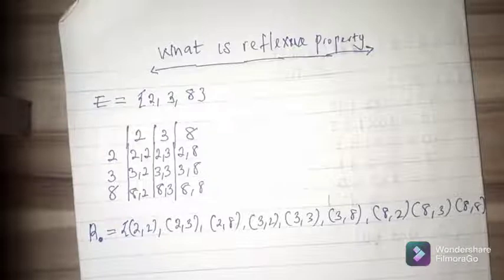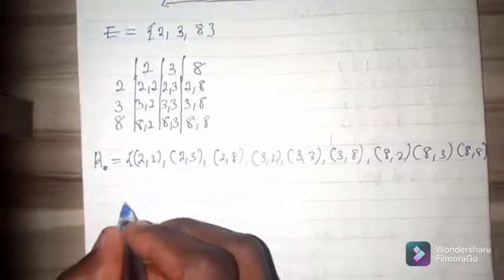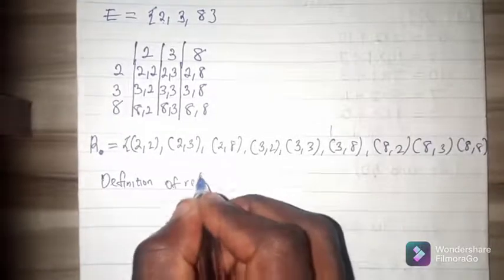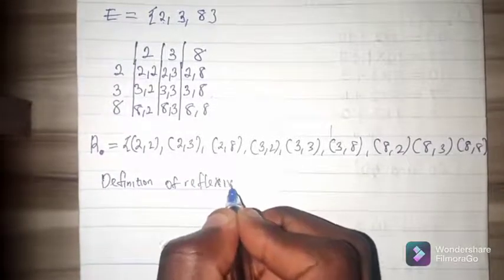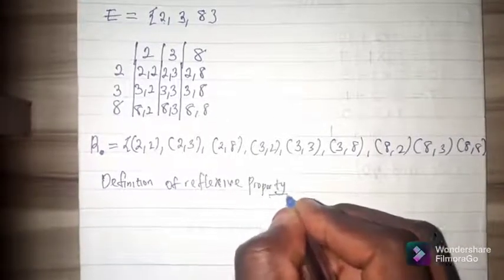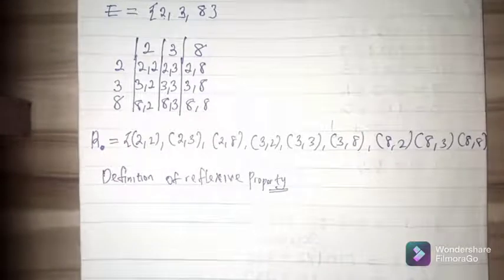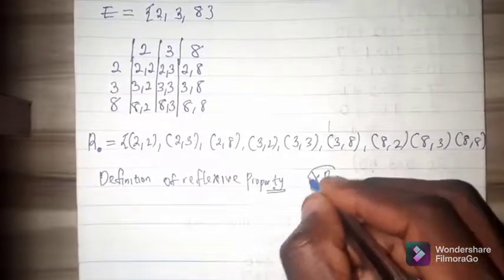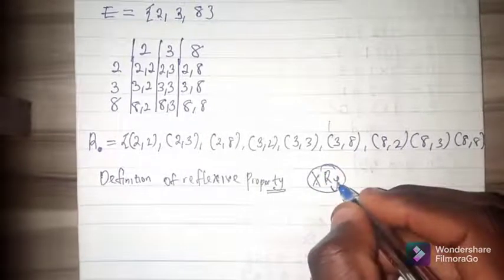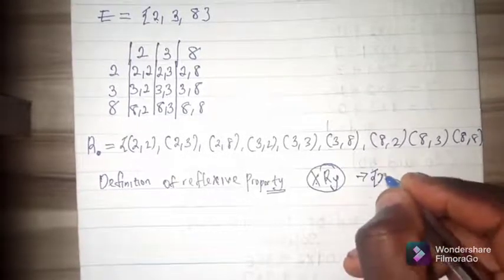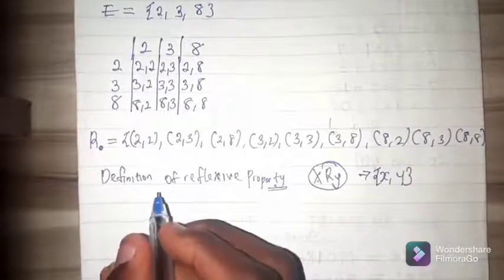Now, when we are talking about the reflexive property, let's go to the definition of the reflexive property. As we all know, in our relation, x is related to y. This is denoted as what? Relation of x and y, which we can write in curly bracket as (x, y). Now, the reflexive property definition.